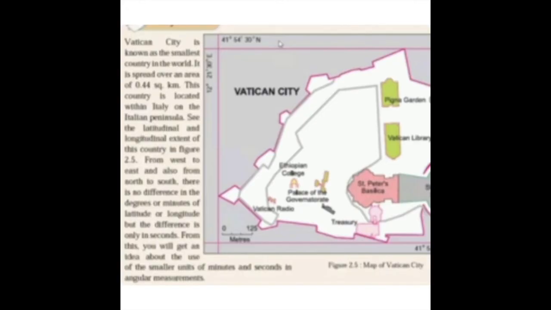Vatican City is known as the smallest country in the world. It is spread over an area of 0.44 square kilometers. This country is located within Italy on the Italian peninsula.